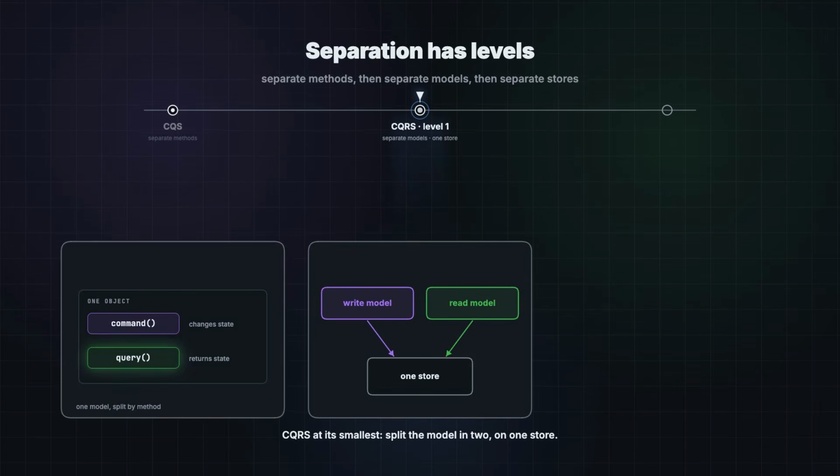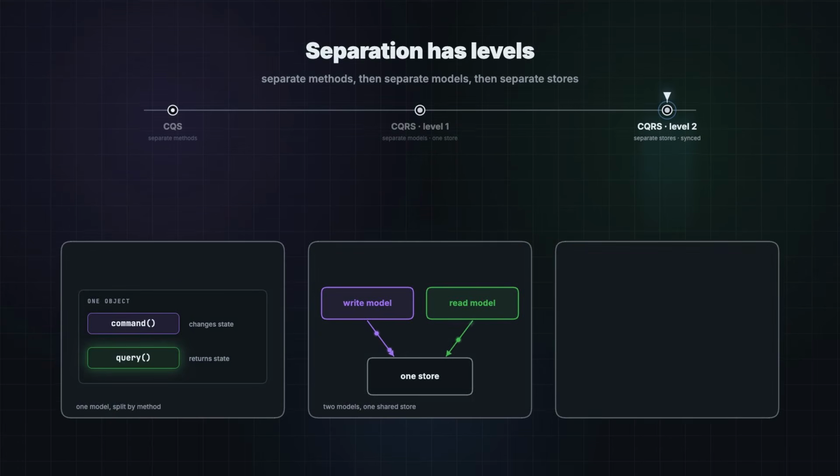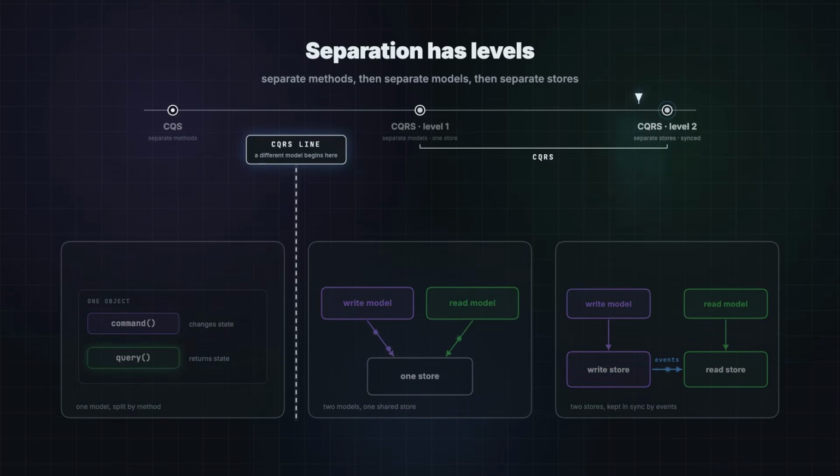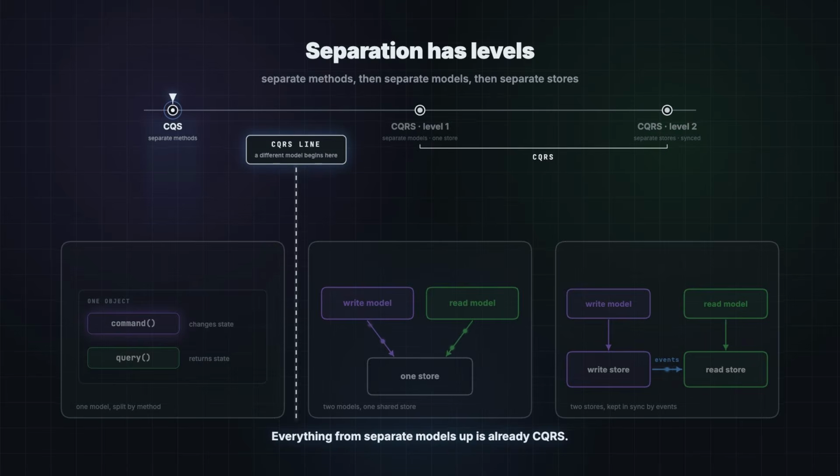At its smallest, you split one model into two. Commands on one side, queries on the other, sitting on the same database. Microsoft calls that the foundational level of CQRS. Push further and the two models move to separate stores kept in sync, which they call the more advanced version. So you get a dial. Separate methods, then separate models, then separate stores. Everything from separate models up is already CQRS.